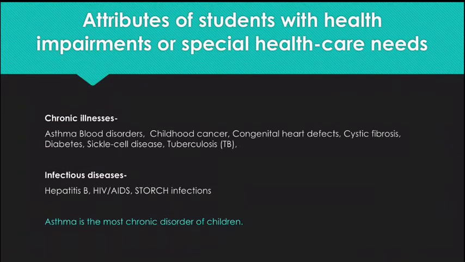Attributes of students with health impairments or special healthcare needs. This was put into 2 categories to identify as chronic illness, which are listed below, or infectious diseases, which are also listed below. I found a really interesting fact that asthma is actually the most chronic disorder of children.